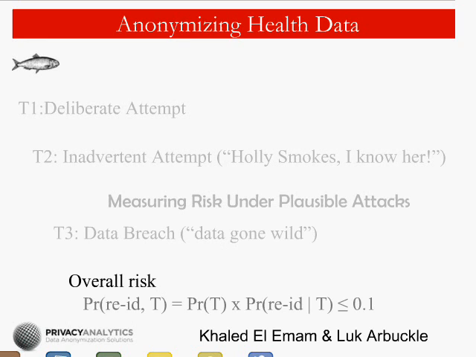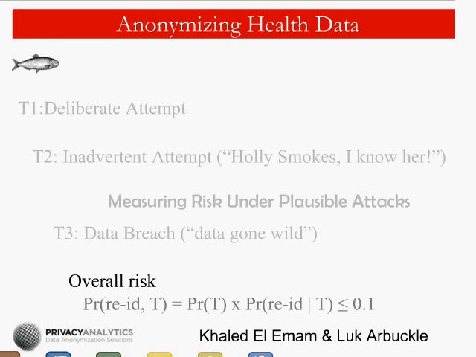So then we go back and we look at our probability of a re-identification and an attempt and an inadvertent attempt, etc. And we look at that overall equation and we say, okay, the risk has to be below 0.1 overall. And that's what you're seeing here. So the T here is just the different types of attacks we're looking at. In this case, 1, 2, and 3, the three different attacks.